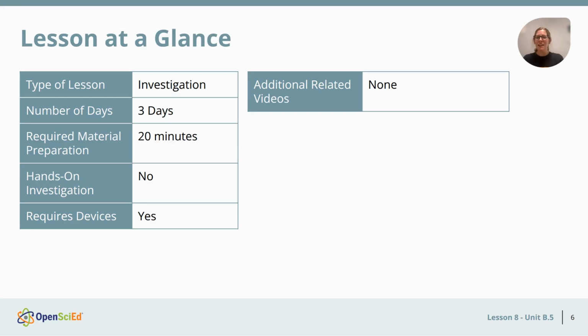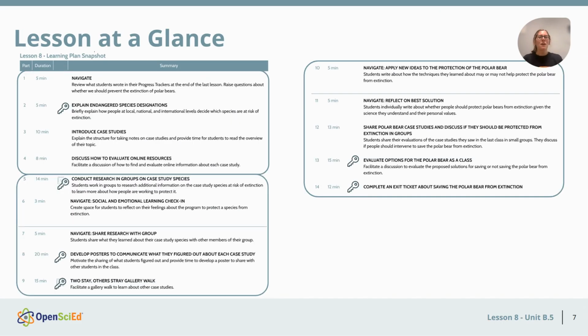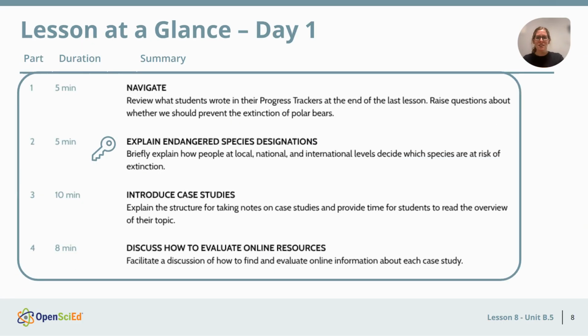Lesson at a glance: it's an investigation, should take 3 days, 20 minutes material preparation. It's not a hands-on investigation, but does require devices. Students are going to be doing some research in groups, which is what the devices are for. There are 3 sense-making loops.